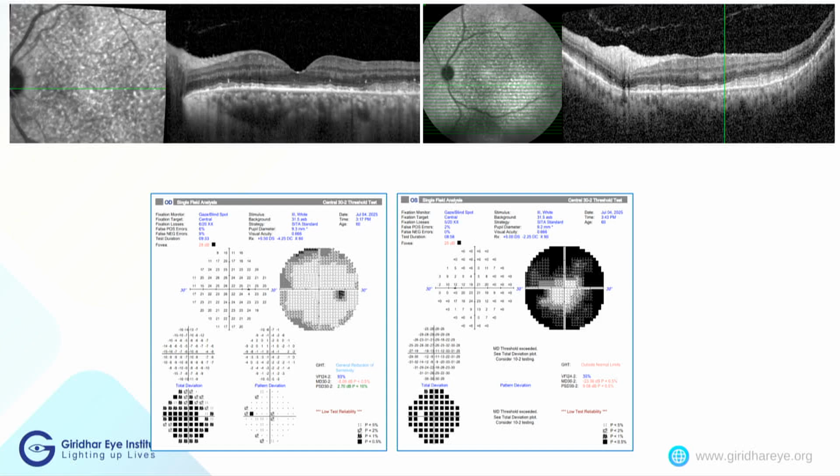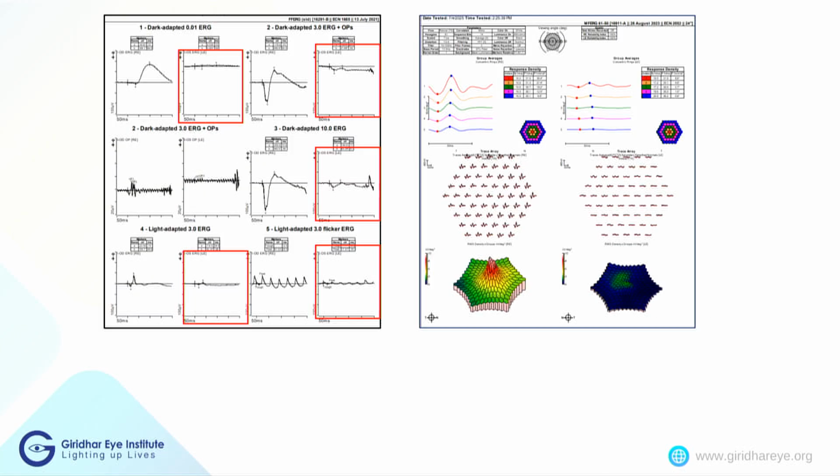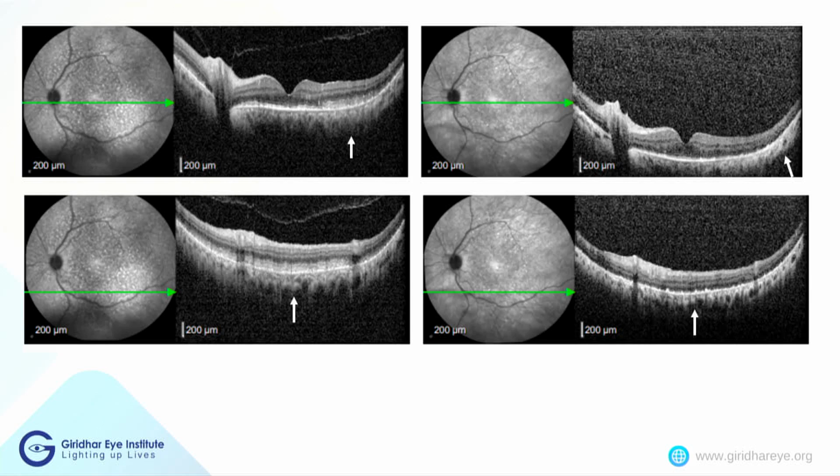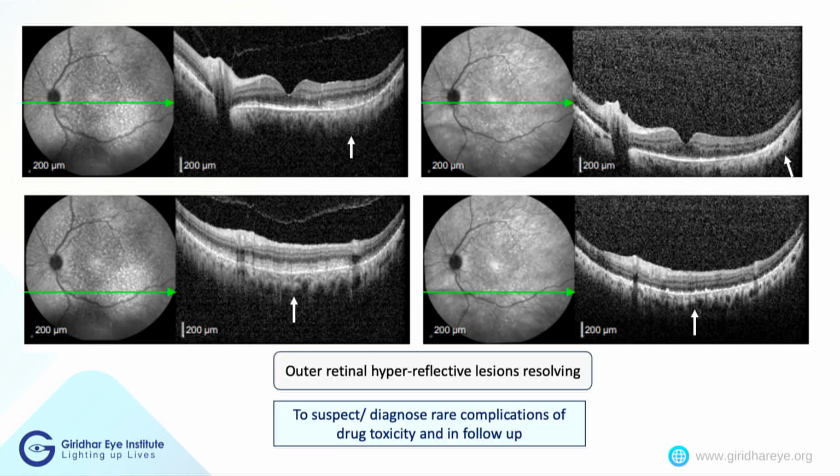OCT showed extensive hyper-reflective outer retinal deposits, extensive field loss on FFA. ERG showed gross reduction in the responses in the left eye, which I have shown in red boxes, compared to the right eye. MFERG also showed really reduced responses. So this was a case of retinal toxicity due to ganciclovir. And he is being followed up, and the lesions fortunately are improving. So in this kind of rare complications of treatment also, MMI has a valuable role.